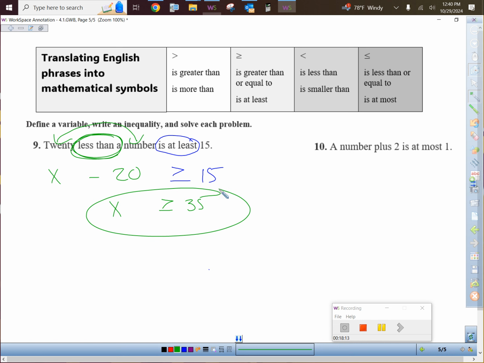And one more. A number plus 2 is at most 1. The most amount of extra credit you could have gotten was 3. "Is at most." Less than, what about an equal to? The most amount of extra credit you can get is 3. Can you get 3? So, or equal to. A number plus 2, that is not a backwards phrase, is at most 1. That number is less than or equal to negative 1. What do you think?